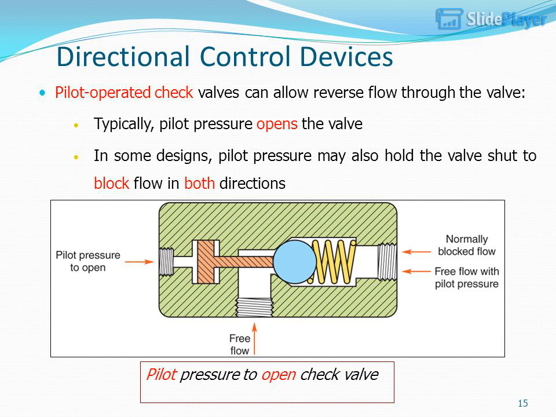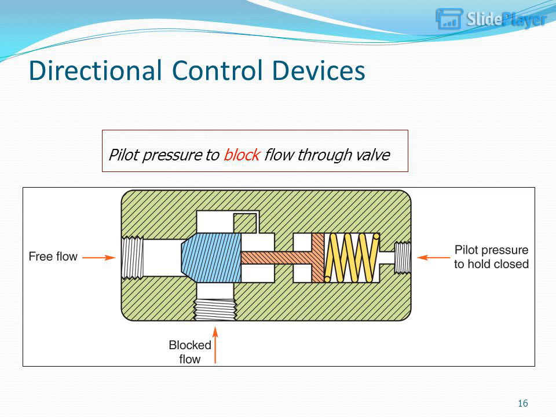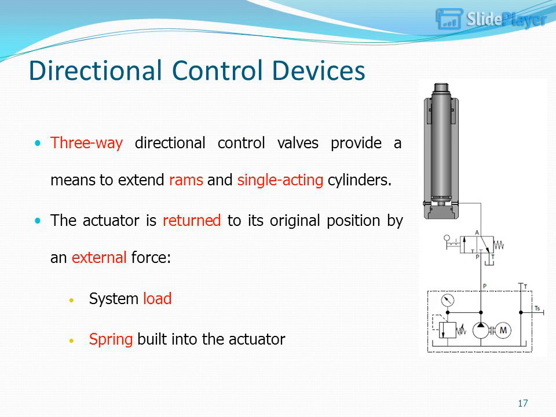Pilot-operated check valves can allow reverse flow through the valve. Typically, pilot pressure opens the valve. In some designs, pilot pressure may also hold the valve shut to block flow in both directions. Pilot pressure to open check valve. Pilot pressure to block flow through valve.